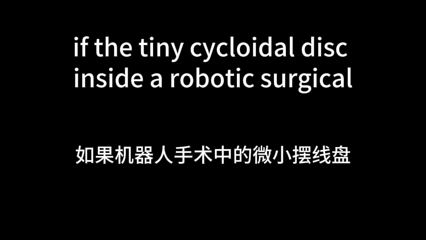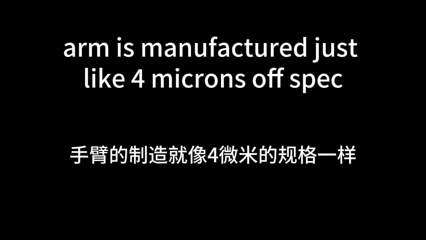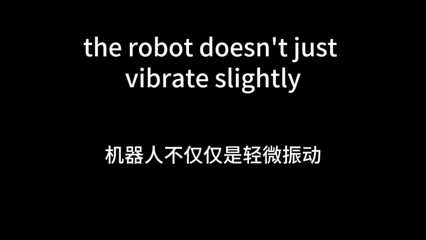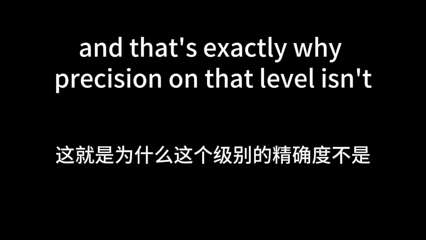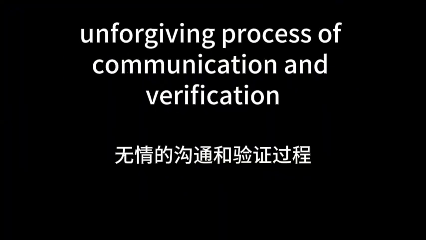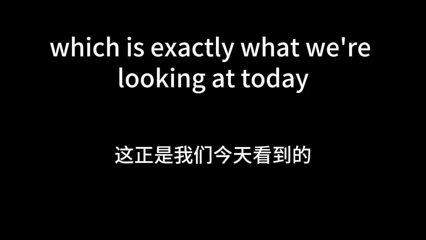So, if the tiny cycloidal disc inside a robotic surgical arm is manufactured just 4 microns off spec, the robot doesn't just vibrate slightly. It actually misses the incision entirely. Right. Yeah, and that's exactly why precision on that level isn't magic. It's this incredibly brutal, unforgiving process of communication and verification. Which is exactly what we're looking at today.